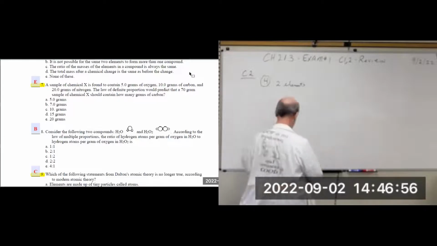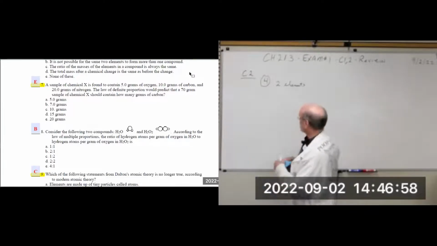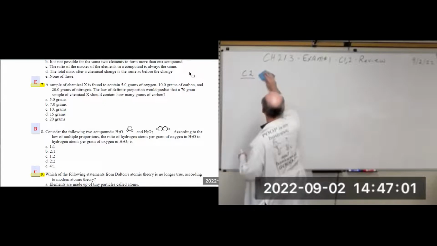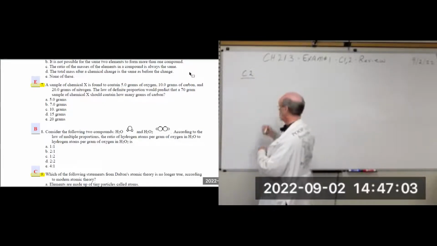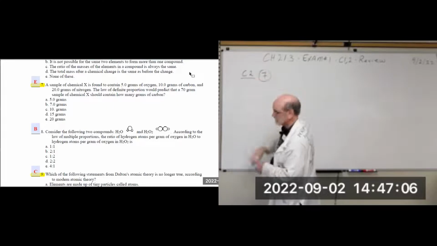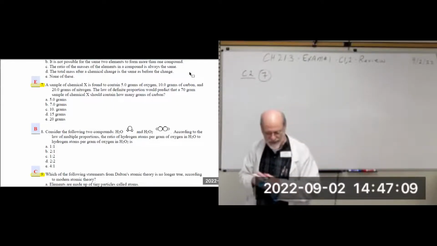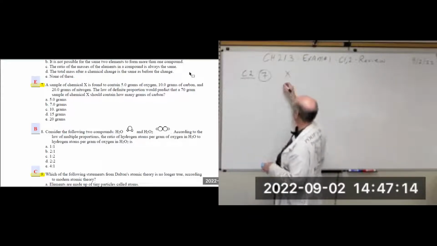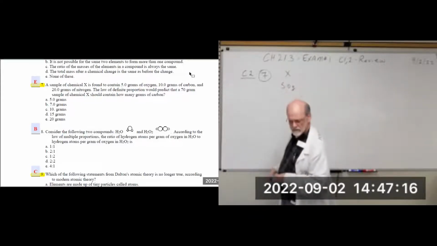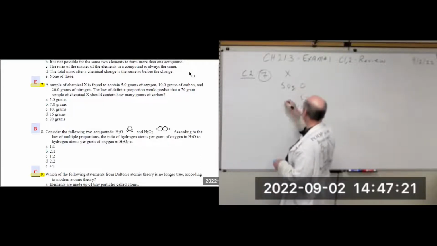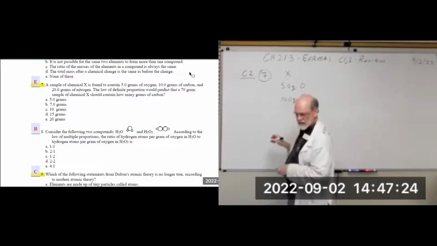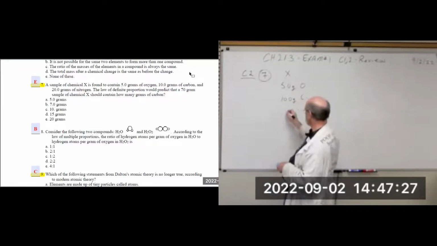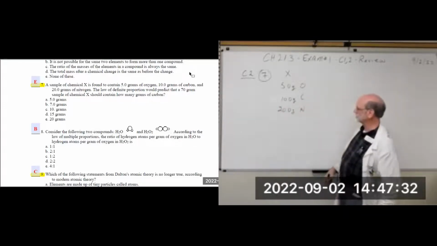Okay. Oh, this is a good one. 7. It's a little brain teaser. Put on your thinking caps. 7. A sample of chemical X is found to contain 5 grams of oxygen, 10 grams of carbon, and how much nitrogen? 20 grams of nitrogen. That's everything in the compound.